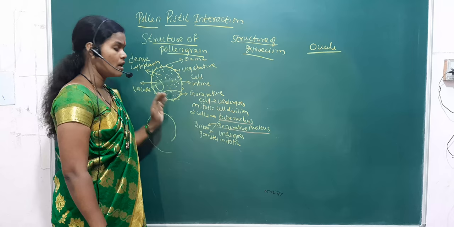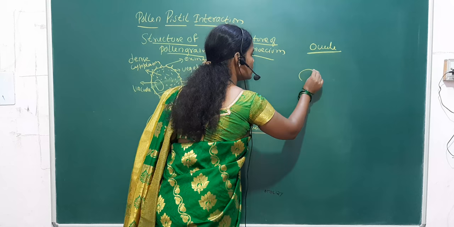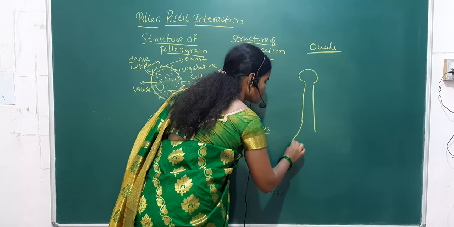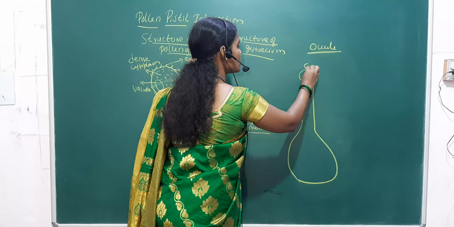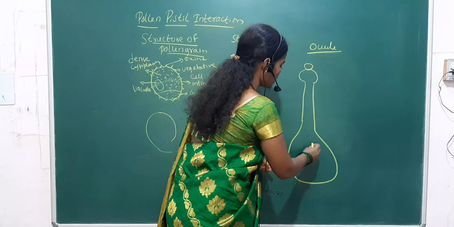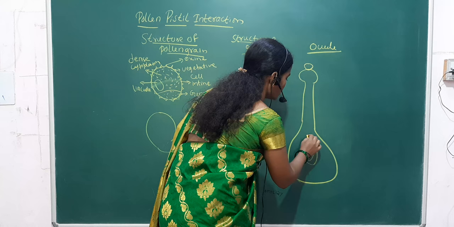Okay. Now, when the pollen grain is just sitting on the stigma, inside this we will draw a small inverted ovule here.